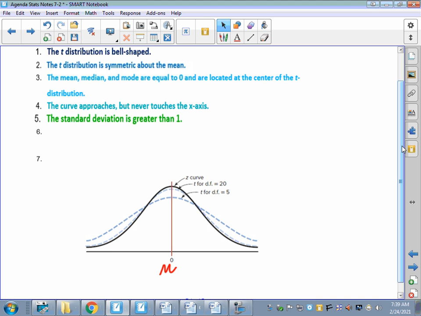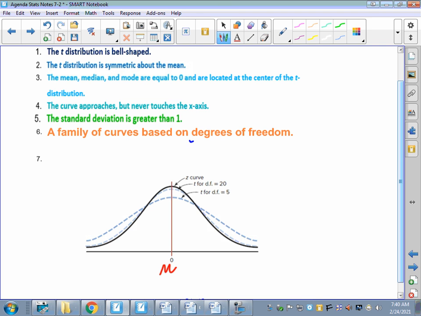The standard deviation is greater than 1. We can't have a negative standard deviation, right? So standard deviation is still greater than 1. This is a family of curves based on degrees of freedom. Degrees of freedom is a new term. We haven't talked about that, so give me a minute and we will. But notice DF equal to 20 is a little bit taller and narrower than DF equal to 5.